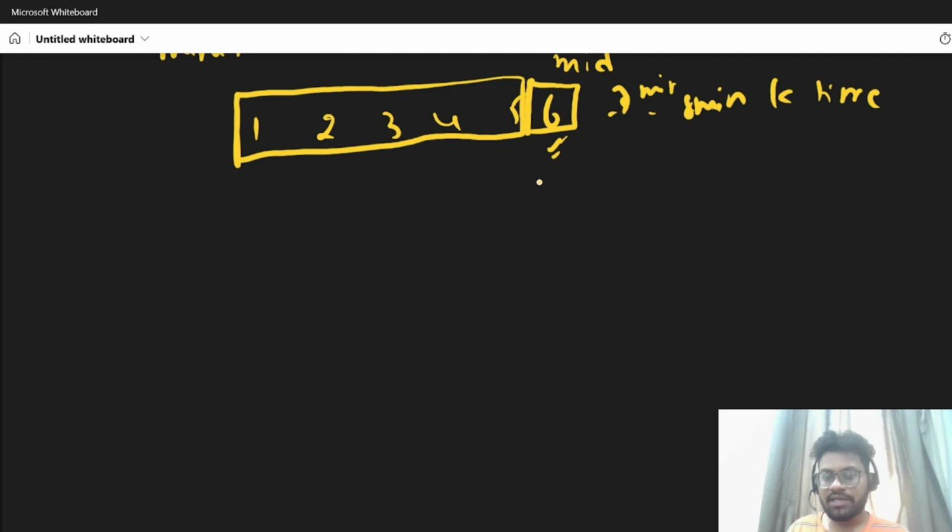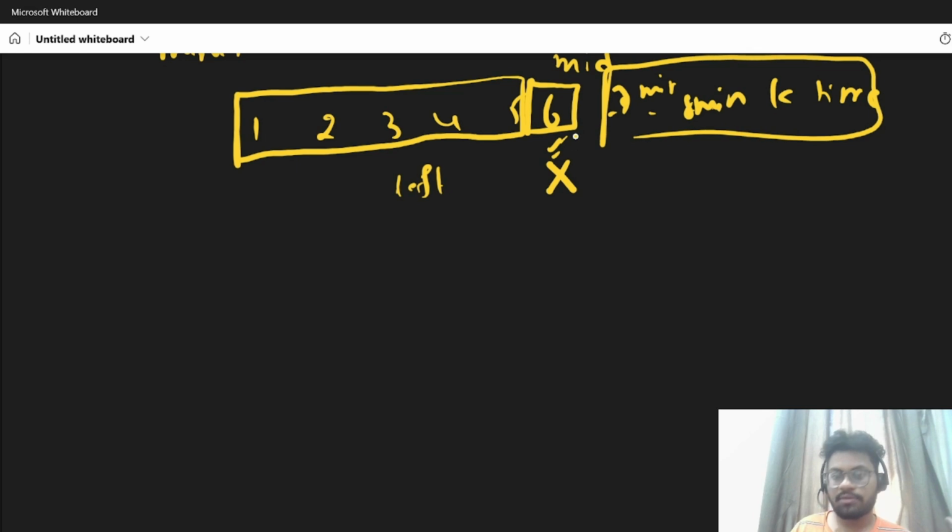Suppose the mid is not possible. If it is not possible, no point in checking the left side part of the array. Even if we cannot finish the job by 6 minutes, no point in checking for the fourth minute, because definitely we cannot finish the job, so we only check on the right side part of the array. So that's the intuition of this problem. We can use binary search.